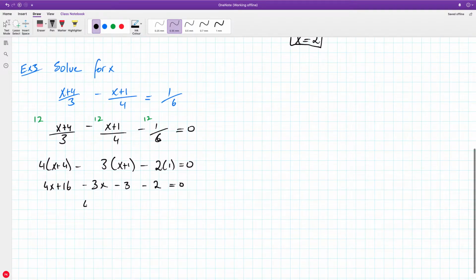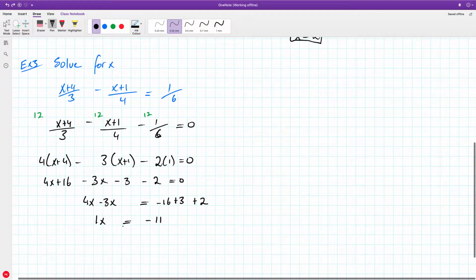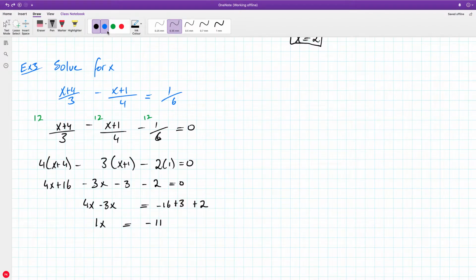On your left hand side, you have 4x minus 3x is equal to, bring over 16, minus 16, bring over minus 3, becomes plus 3, bring over minus 2, becomes plus 2. 4x minus 3x is 1x is equal to minus 16 plus 3 plus 2, minus 11. Just a small mistake in the sign, was it? That's alright. Right, have a go at this one.